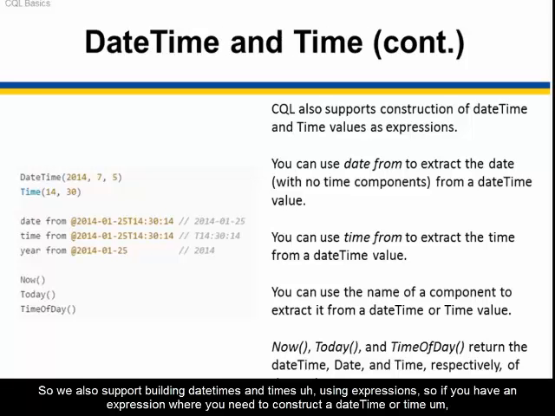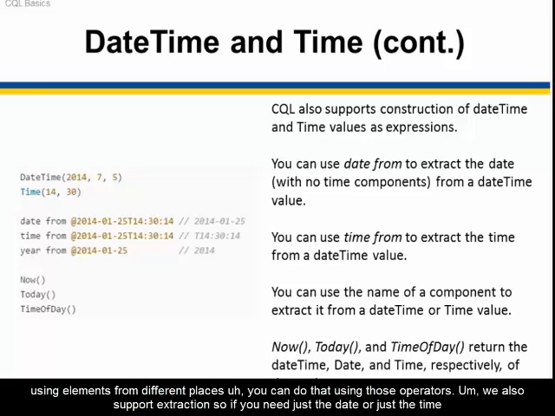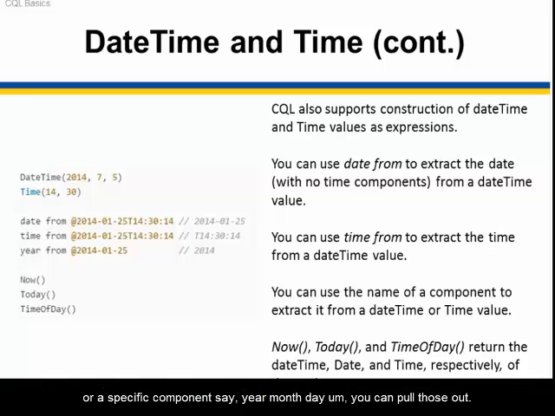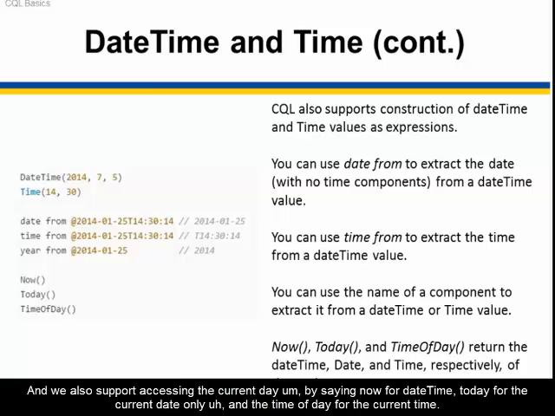So we also support building date, times, and times using expressions. So if you have an expression where you need to construct a date, time, or a time using elements from different places, you can do that using those operators. We also support extraction. So if you need just the date or just the time or a specific component, you can say year, month, day, you can pull those out. And we also support accessing the current day by saying now for the date time, today for the current date only, and the time of day for the current time.